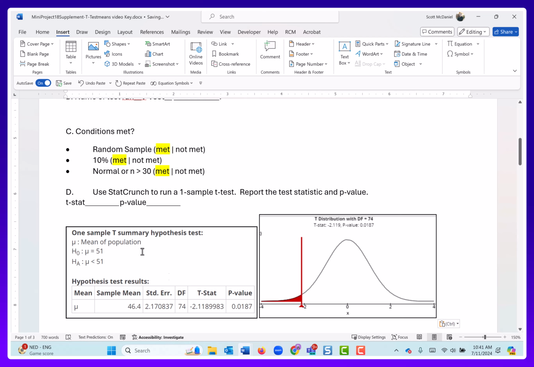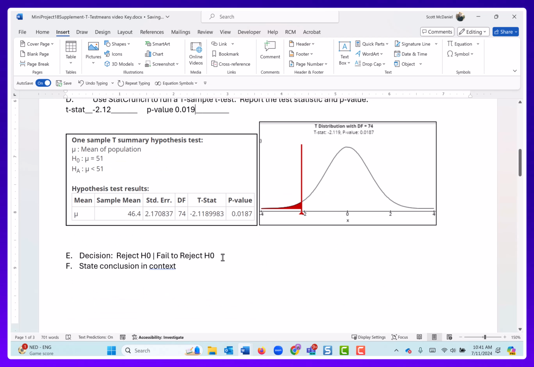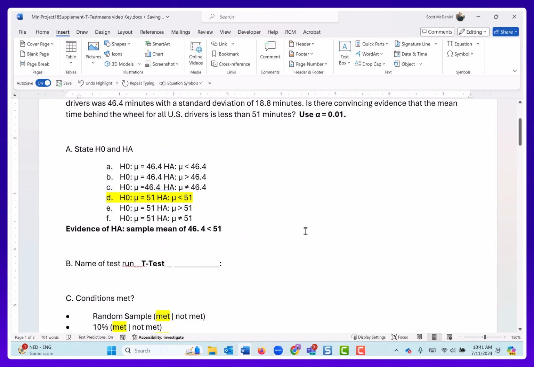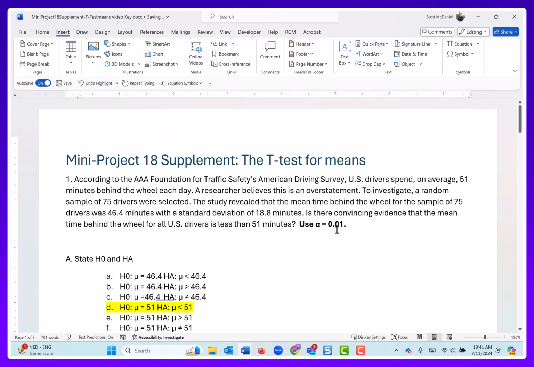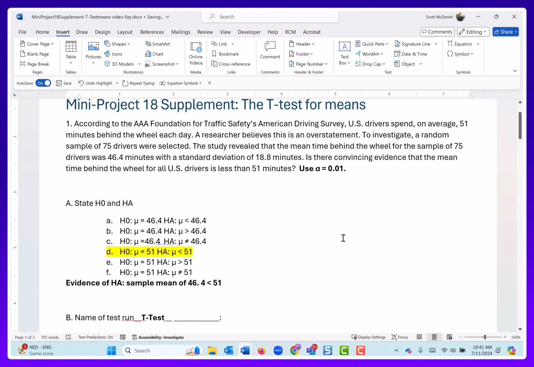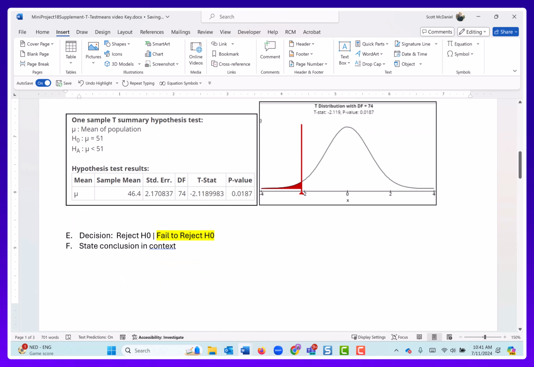Okay, so here's our test statistic, -2.12, and the p-value is at 0.019. Okay, so we're going to fail to reject, right? Even though it's a low p-value, it's not too low. If our alpha was 0.05, we would reject. But we set this before we even collect our data. So we're going to fail to reject.